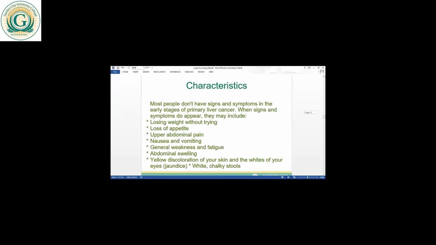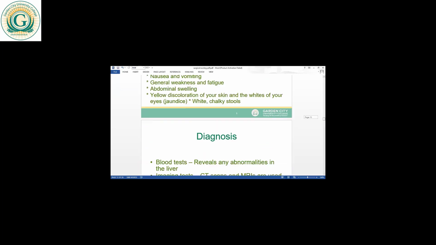Characteristics of liver cancer. Most people don't have signs and symptoms in the early stages of primary liver cancer. When signs and symptoms do appear, they may include losing weight without trying, loss of appetite, upper abdominal pain, nausea and vomiting, general weakness and fatigue, abdominal swelling, and yellow discoloration of the skin and whites of your eyes. That is jaundice. You also have chalky stools, so your stools will look the color of chalk.